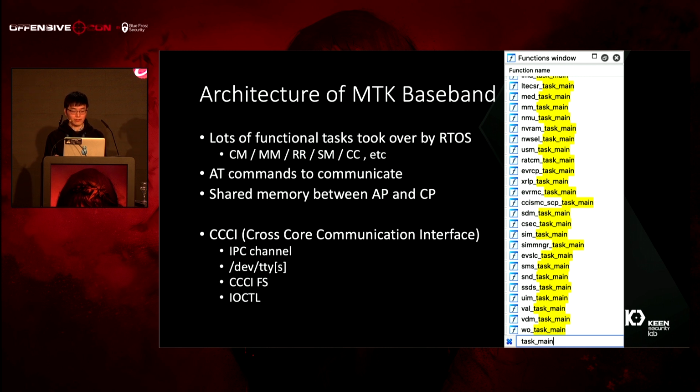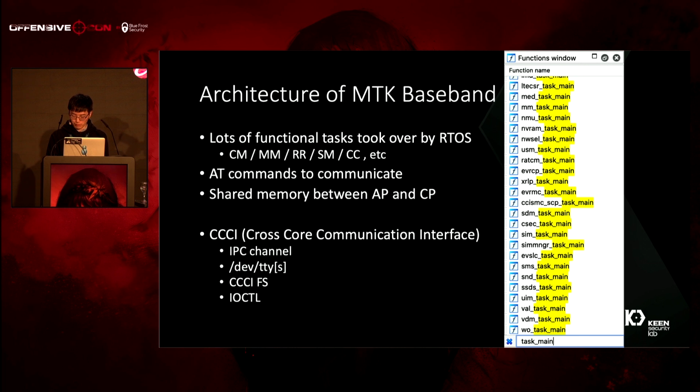There are lots of functional tasks taken over by the RTOS, including the CM task, which is connection management, the MM, which is mobility management, and RR, which is radio resource management. As the picture shows, there are many tasks. And the AP and the CP also use AT commands to communicate. They share data with each other within the power of shared memories.